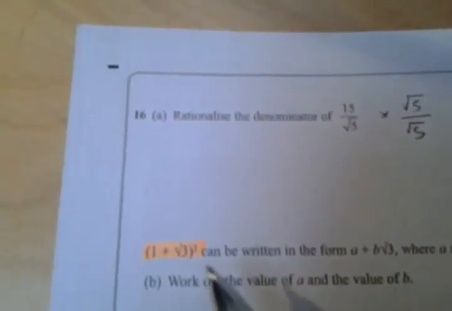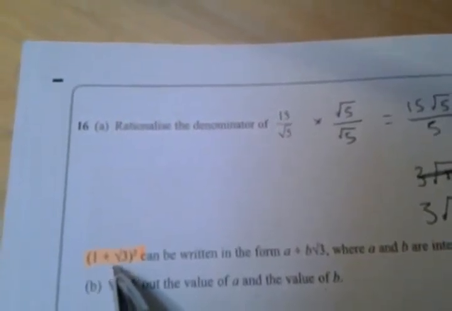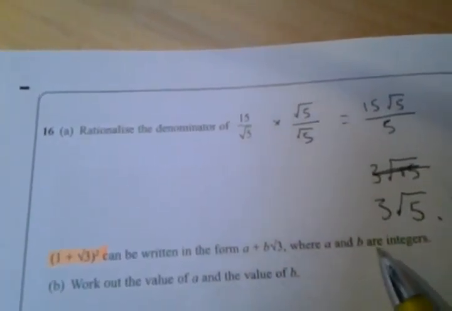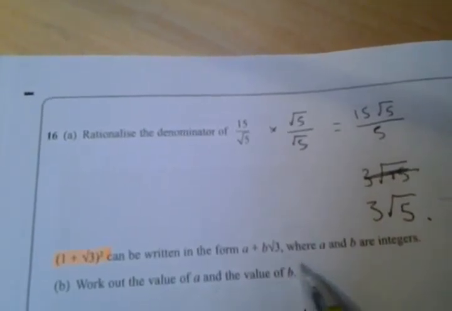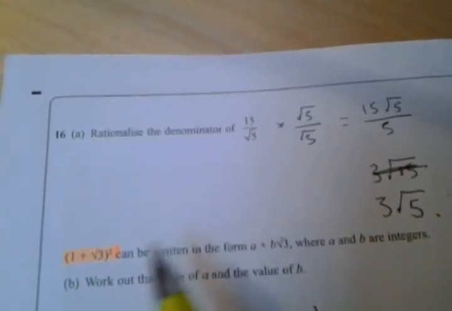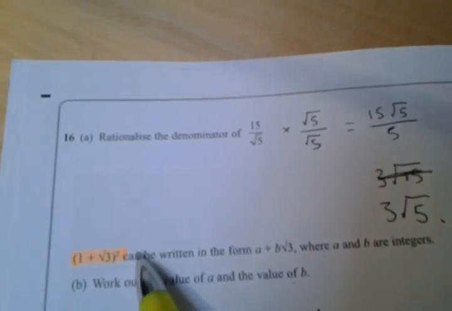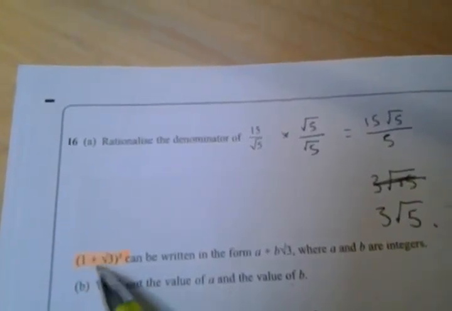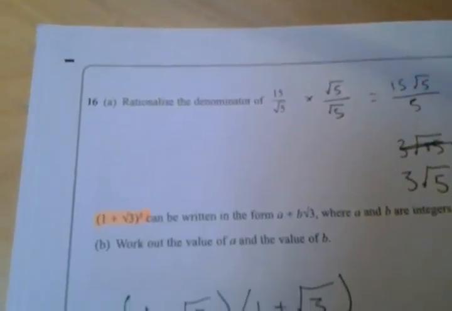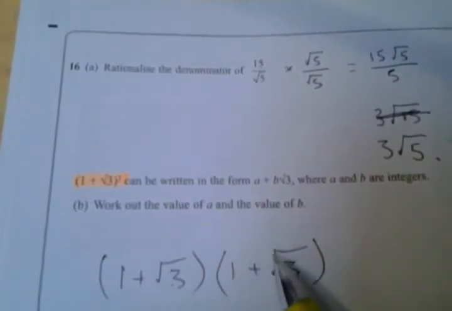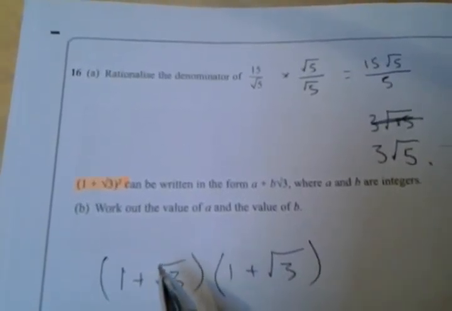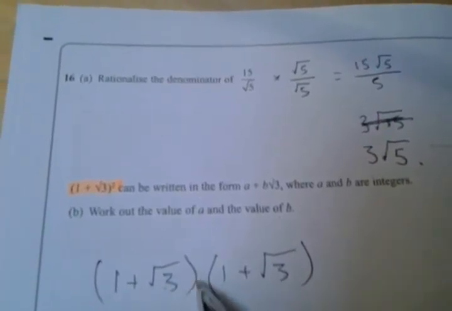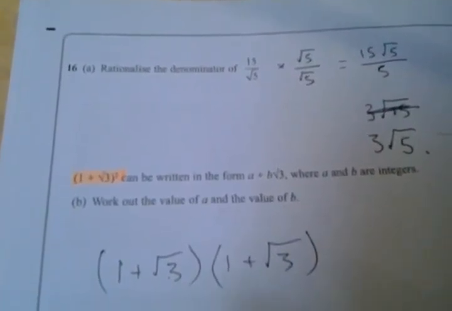My next question for 2 marks is: 1 plus root 3 squared can be written in the form a plus b root 3, where a and b are integers. This part of the question maybe sounds a bit confusing, so I'm first just going to look at this part of the question and see what it means. 1 plus root 3 squared means 1 plus root 3 times 1 plus root 3. Timesing it by itself.